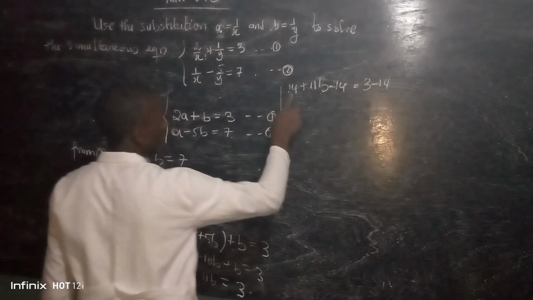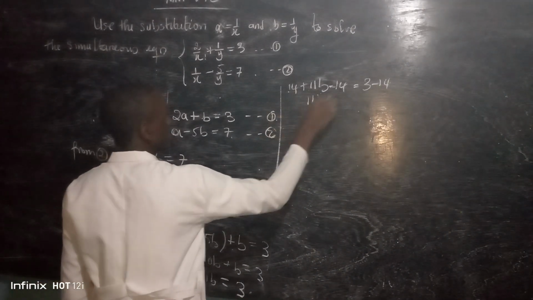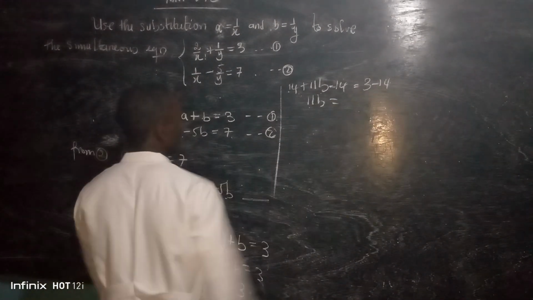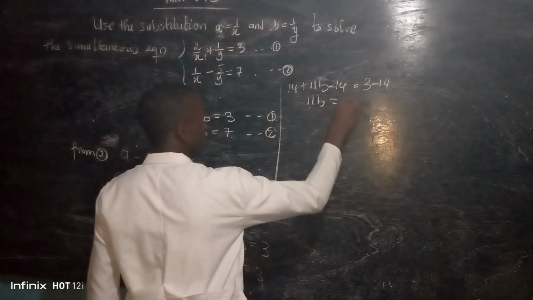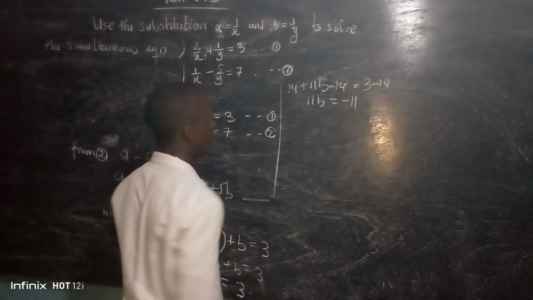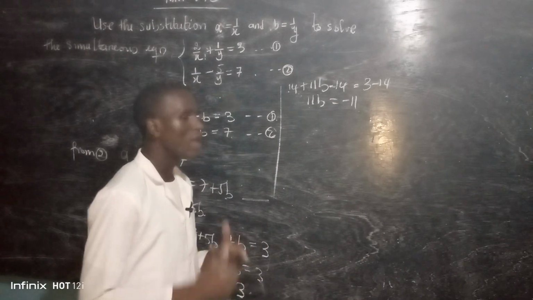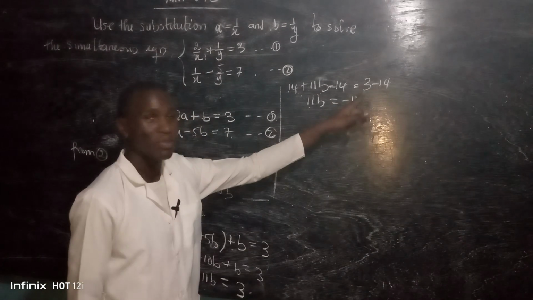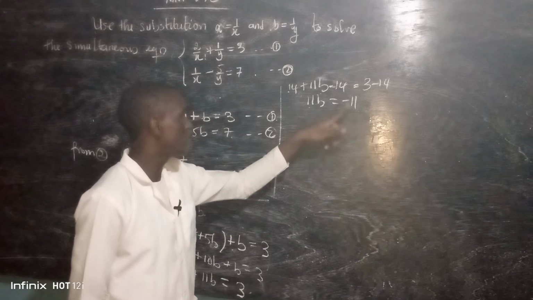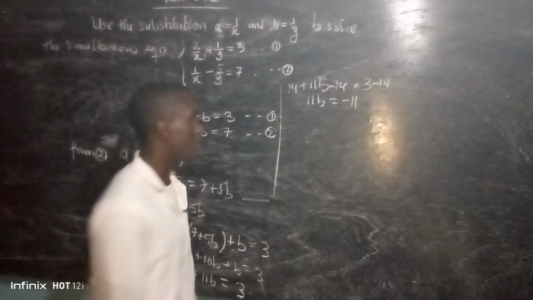14 minus 14 gives 0, right? So I have 11b equals what? 3 minus 14 is negative 11. Because you have 3 things and you're owing 14 things. When you pay that 3 things, you will still be owing 11 things. You have minus 14, minus 11.